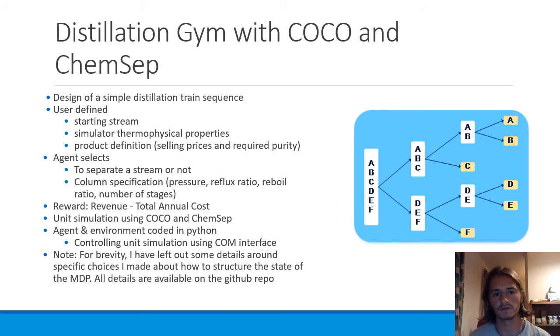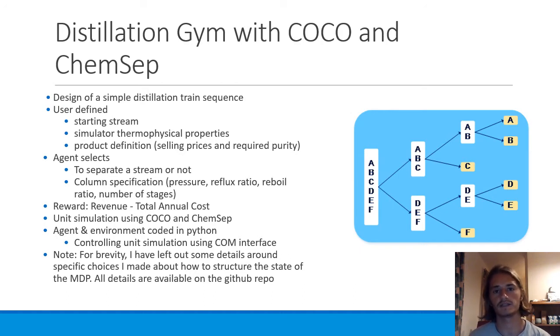In the next slide, I'm going to quickly go through the Distillation Gym Markov decision process step by step. But on a high level, the agent selects whether or not to separate streams in the process, and if it decides to separate streams, it has to do the complete column specification for that separation step. Then the reward the agent gets is the revenue of any product streams that the distillation step produces, according to the product stream definition, so whether the stream is above a certain threshold of purity, minus the total annual cost of the additional column, which is calculated using ChemSep.